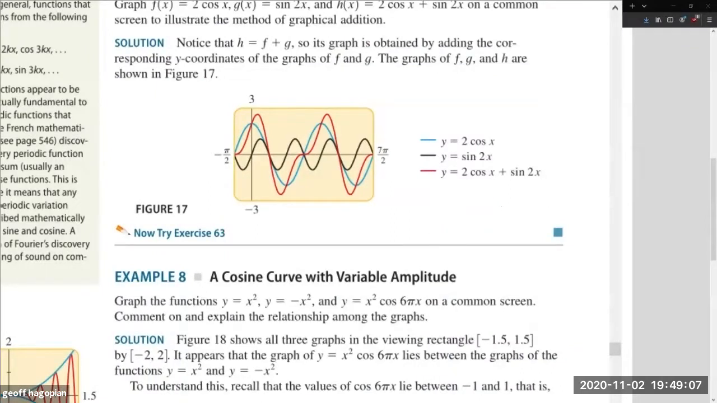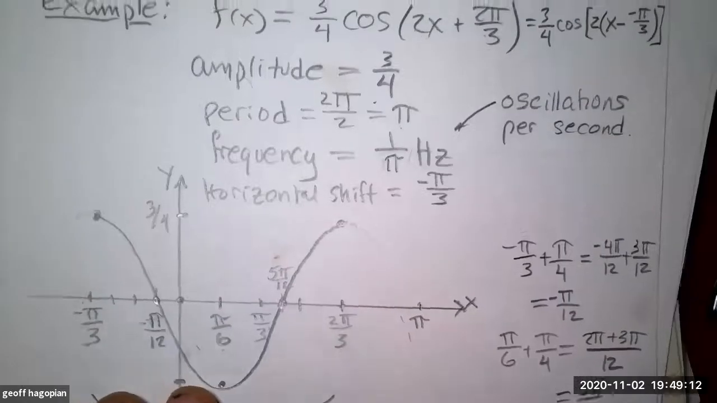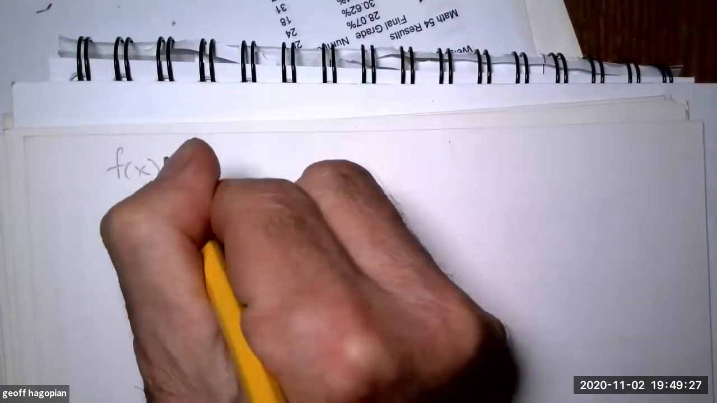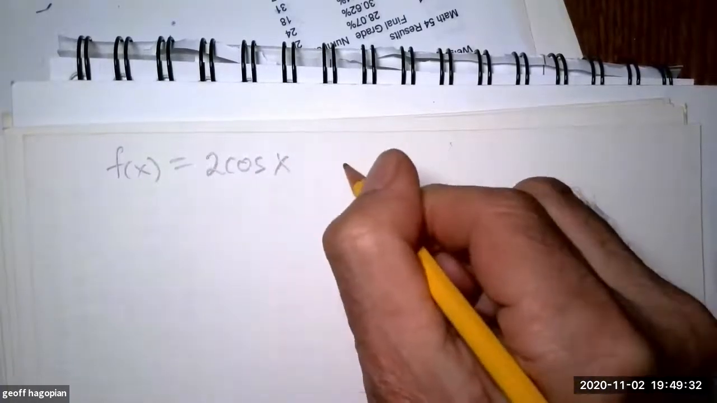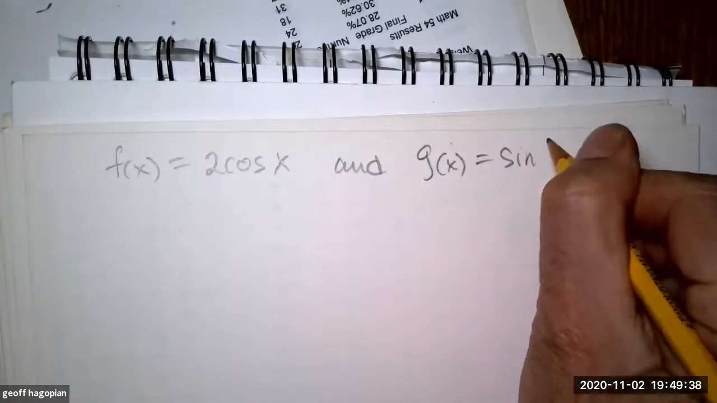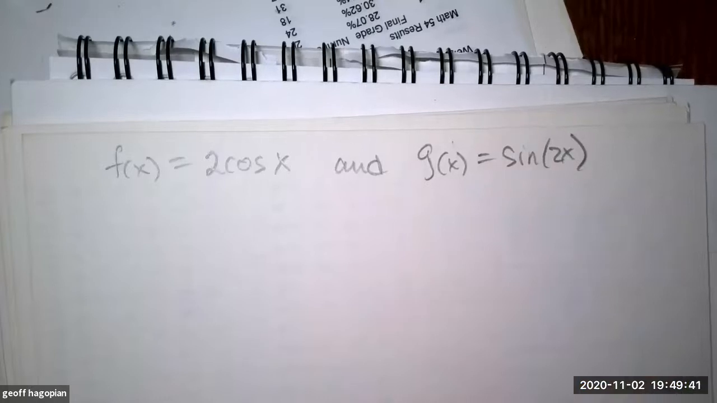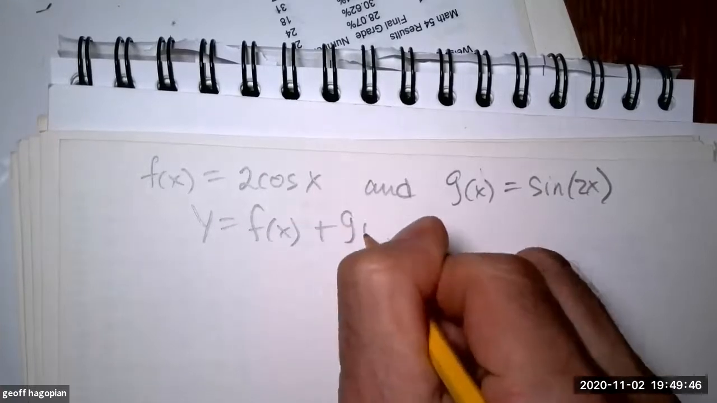But I think what we want to do is maybe pencil and paper here. Okay, so let's go for a new sheet of paper. Talk about if you've got a function f of x is 2 cosine x, and g of x is going to be sine of 2x, then we'd like to plot y, the sum of the outputs of these two functions.